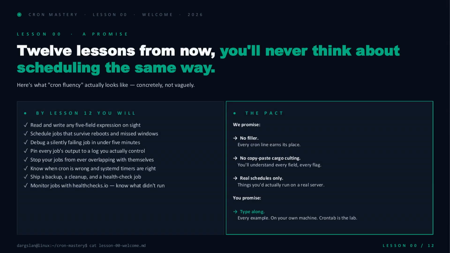So here's the promise. 12 lessons from now, you'll read any 5-field expression on sight, schedule jobs that survive reboots, debug silent failures in minutes, pin your logs, prevent overlaps, and know exactly when to reach for system timers instead. In return, we keep it real. No filler, no cargo-culted snippets, only schedules you'd actually run on a live server. Your end of the deal? Type along. Every example, on your own machine. The crontab is the lab.